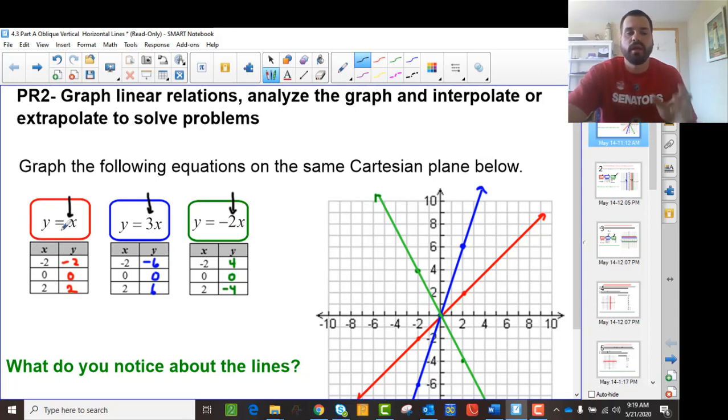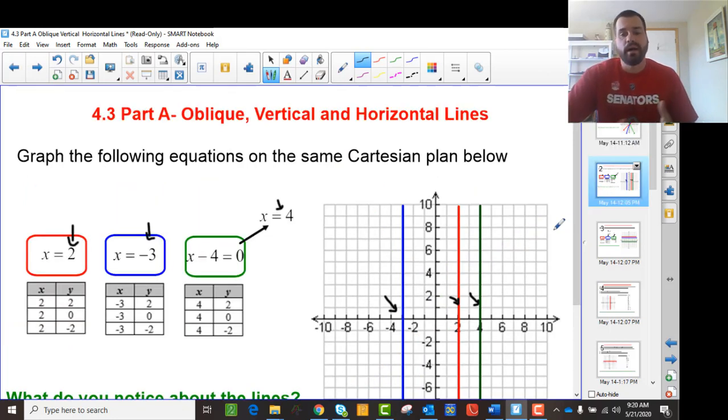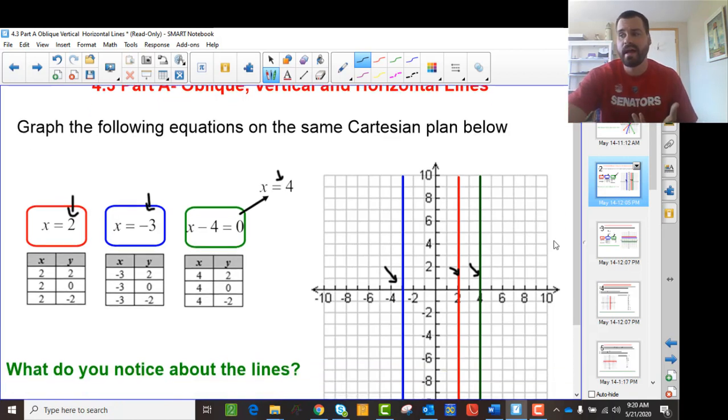Both are included. And because both are included, you get a slanted line, and then that number that's in front of the x affects how steep the line is. Okay, so we sort of talked about what the properties are. With these, you'll notice there is no y in the equation. It's just x equals, x equals, x equals. So when that happens, you have a vertical line.